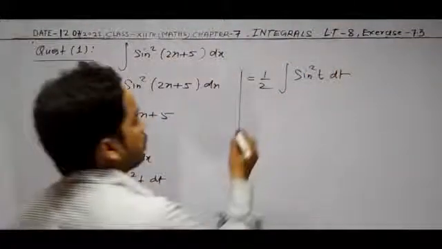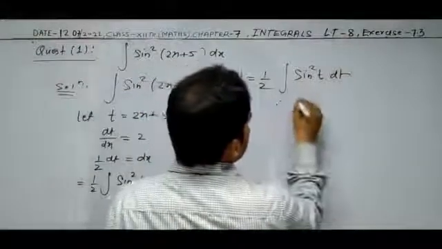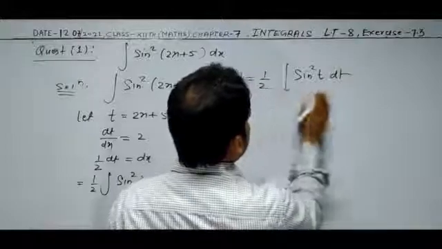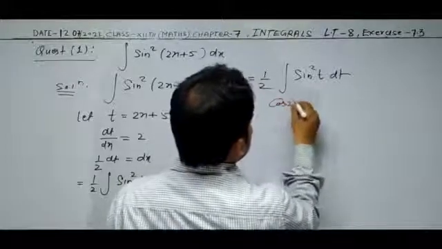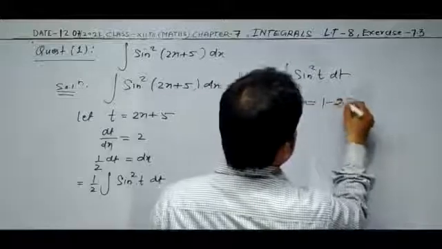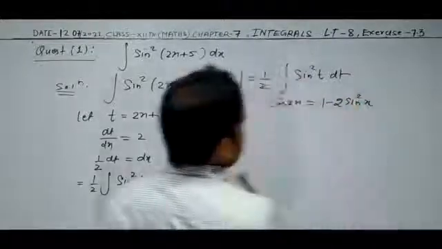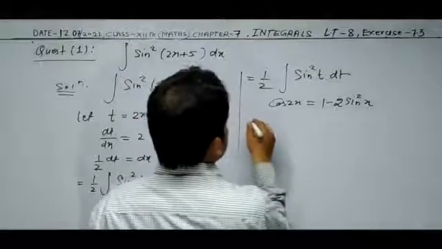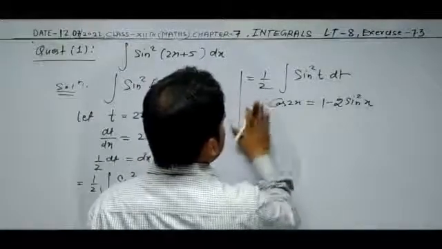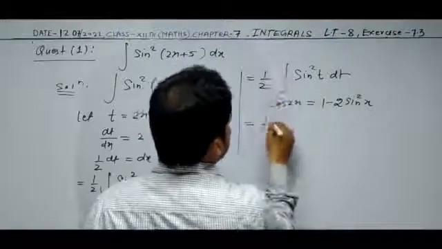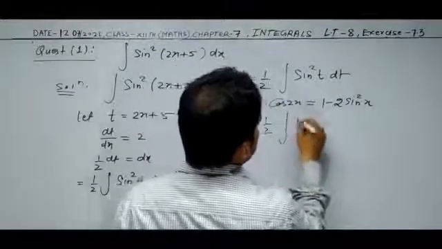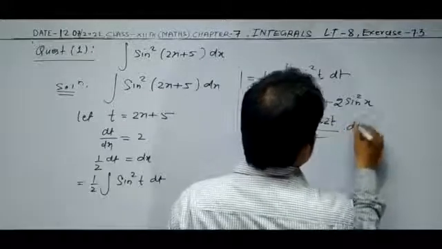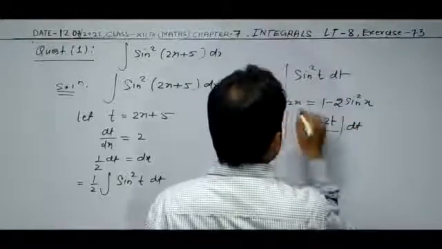You know the formula for sine square t from cos 2x: cos 2x is equal to 1 minus 2 sine square x. So when you separate sine square x, you get 1 minus cos 2x by 2. I will have to apply this formula. So the result will be 1 minus cos 2t by 2, dt. This is the value of sine square t.